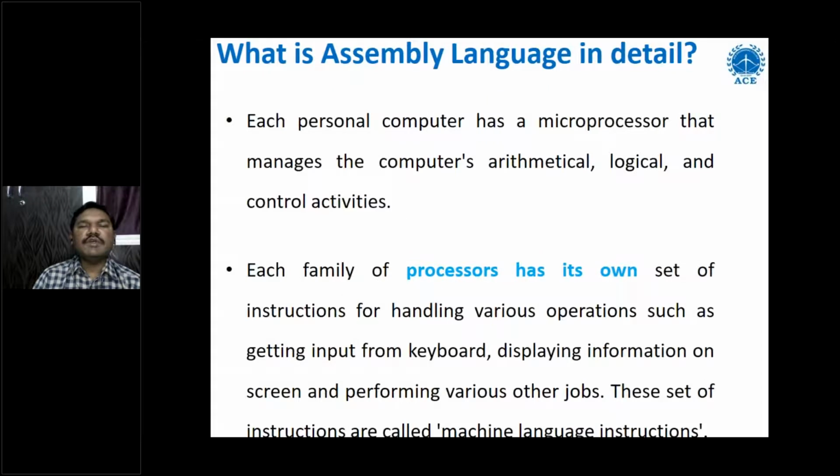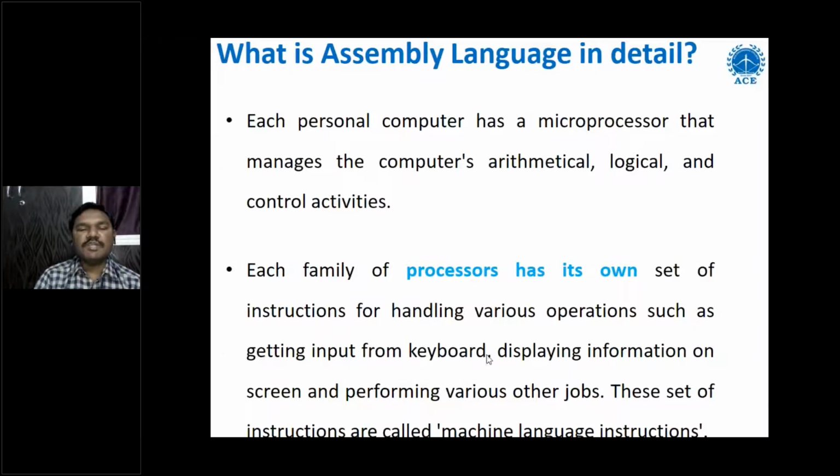Right. So what is the need of assembly level language? Every personal computer has a microprocessor that manages the computer's arithmetic, logical, and control activities. This is the main functionality of the microprocessor. Each family of processor has its own set of instructions. So this is the drawback. Every processor cannot use the same instructions. Every processor has its own set of instructions. So when we change from processor to processor, the instruction set also changes. So this is the drawback of assembly level language.